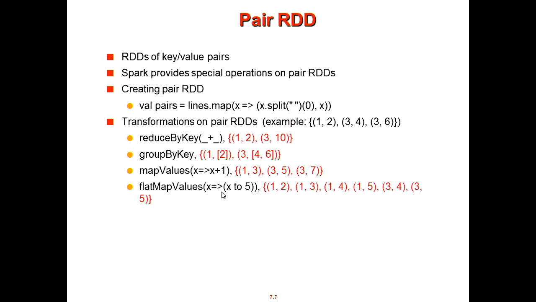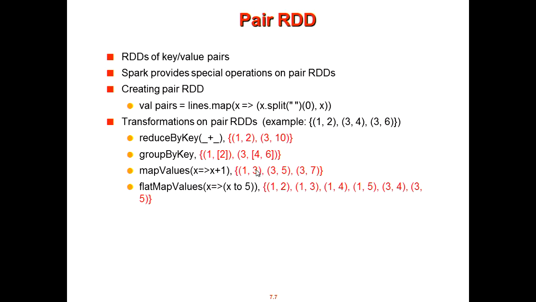That's flatMapValues. If it were not flatMapValues, the result would be grouped and split into 2 groups, one for this key and one for this key. But now, because it's a flat map, finally it is just a list of key-value pairs.